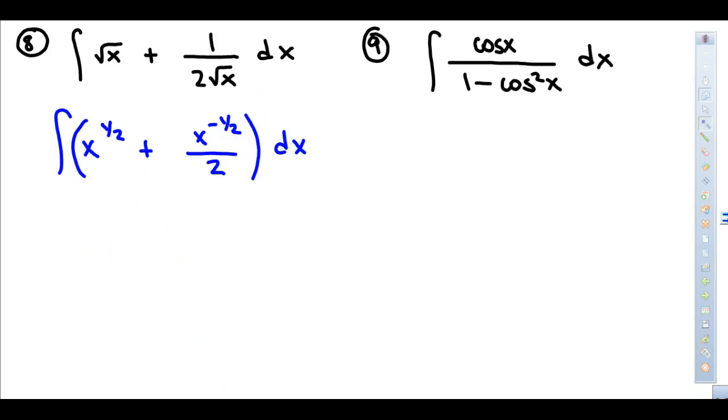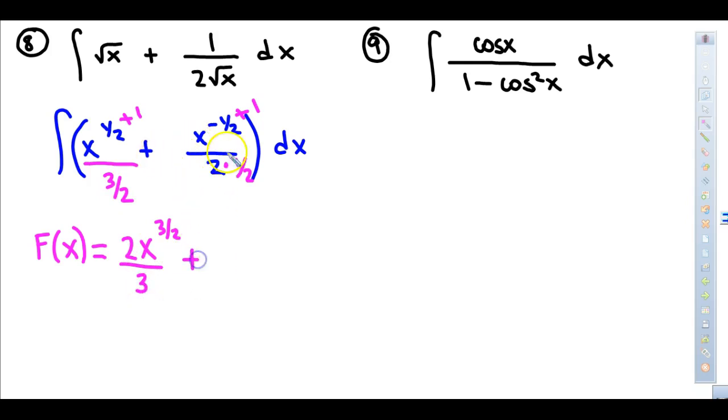Okay, so now I can integrate. I'm going to add 1. That gives me 3/2. Add 1. Adding that together gives me 1/2. So I need to divide by 1/2, so I'm going to bring it down here next to that 2 and multiply it. So capital F of x is equal to x to the 3/2. Dividing by 3/2 is the same thing as multiplying by its reciprocal 2/3.